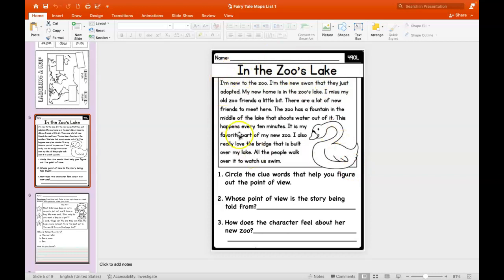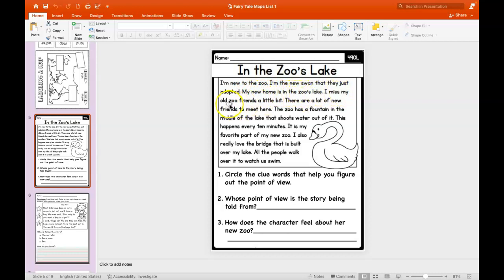So I'm going to read this story up here to you, and then I'll read the questions to you. You've got a couple questions to answer down here. So here's the story. The title of this story is called In the Zoo's Lake. Here we go. I'm new to the zoo. I'm the new swan that they just adopted. My new home is in the zoo's lake.